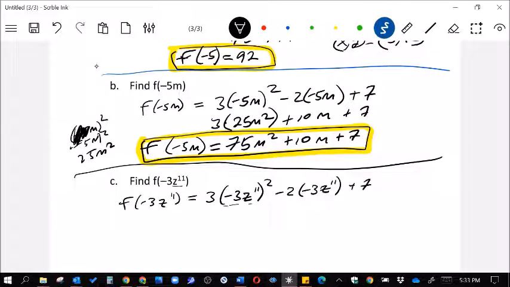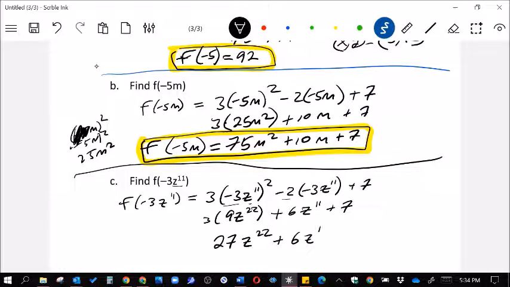So I'm first going to do this squaring. So I'm going to have 3 times 9z to the 22nd, because with exponents, an exponent of an exponent means you multiply it. I'm still just simply going to get plus 6 here, because the number multiplying out here doesn't affect the z to the 11th at all. And then I'm going to do 3 times 9 to get the 27z to the 22nd plus 6z to the 11th plus 7. So f of negative 3z to the 11th is equal to that.